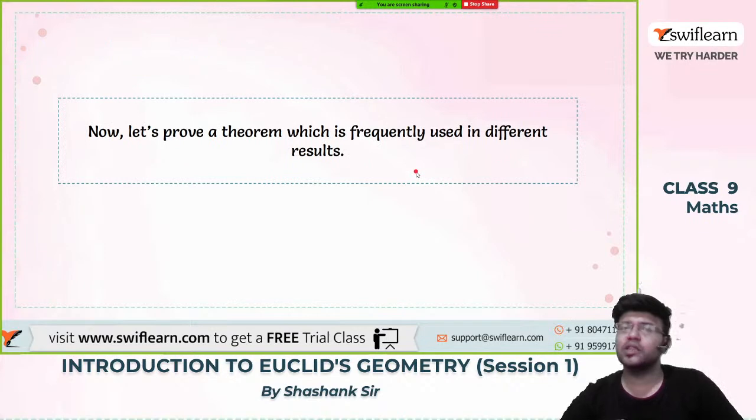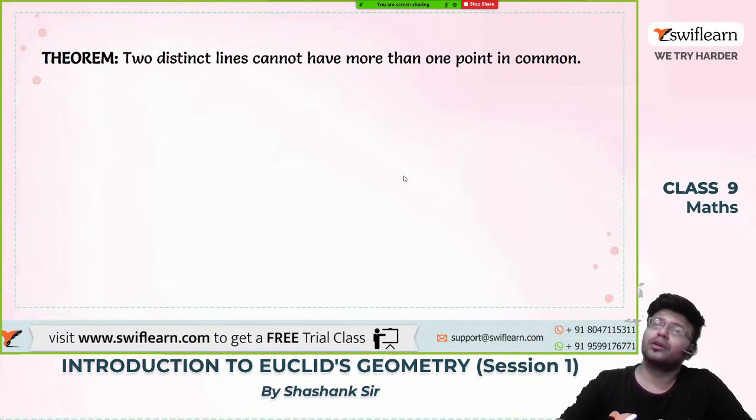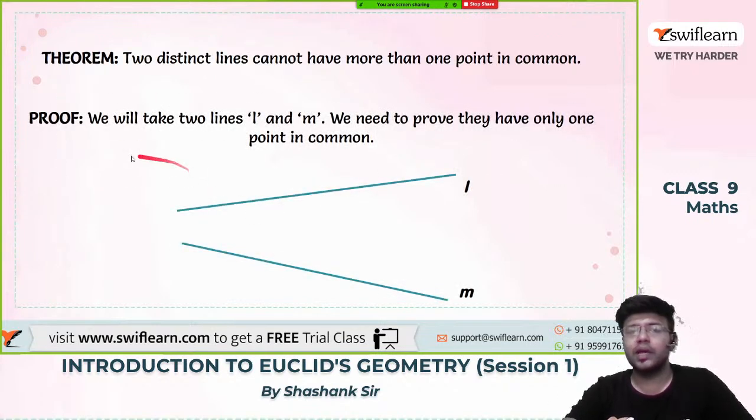Now let us prove a theorem which is frequently used in different results. क्या है वो theorem? Two distinct lines cannot have more than one point in common. Now, what it says is two distinct lines, दो अलग अलग line, when drawn, when extended, when they meet, they cannot have more than one common point. Let us prove this. We will take two lines L and M. We now prove that they have only one common point.